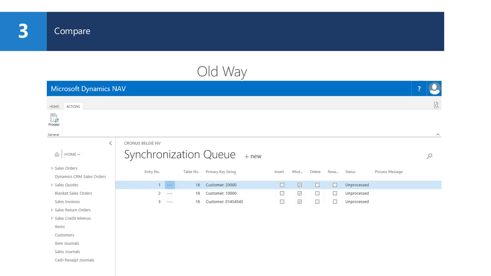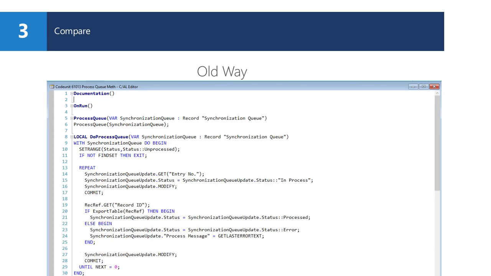As I have told, this table will be filled with every record change and waits until it gets processed through another process. So the status will be unchanged until it gets picked up. With a job queue task, we will run a process queue code unit. And in this code unit, we will loop through every unprocessed queue record, as you can see. And in this loop, we will first set the status to in process.